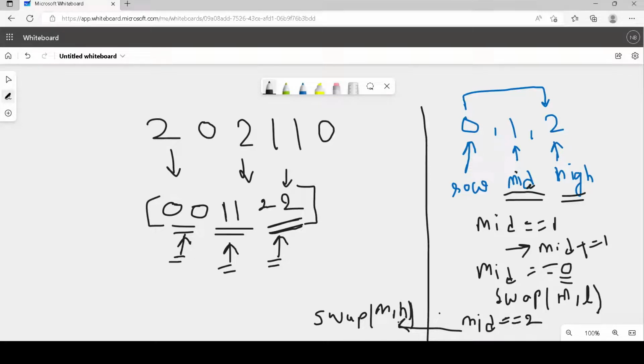So how long do we move this mid pointer in this array? Until we reach the high pointer. The mid pointer will move in this array until we encounter the high pointer. Okay, this is our condition. Let us try to run this so that you will clearly understand. Let me write this one clearly.